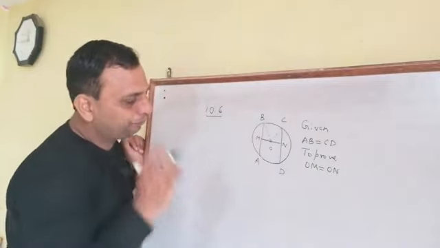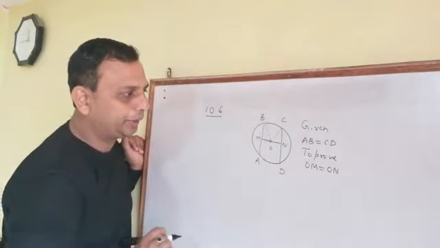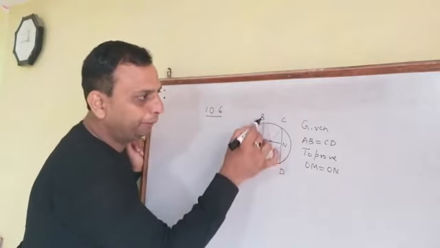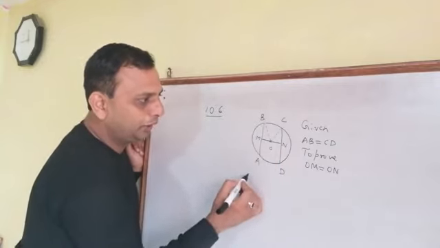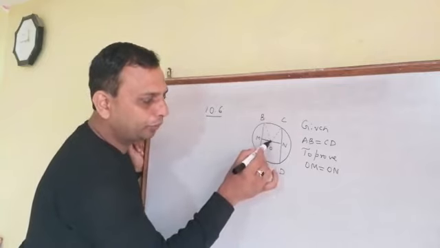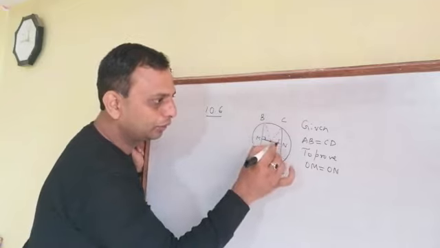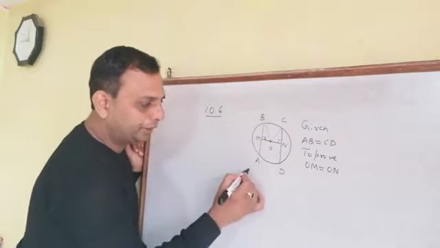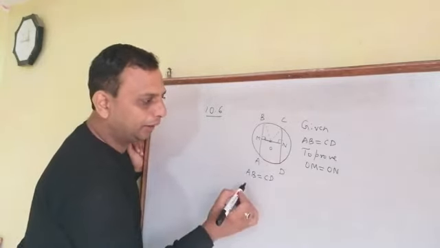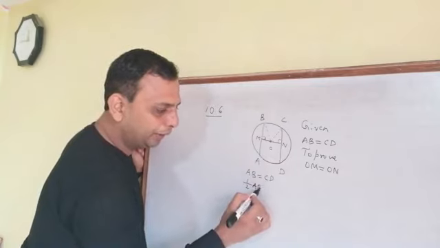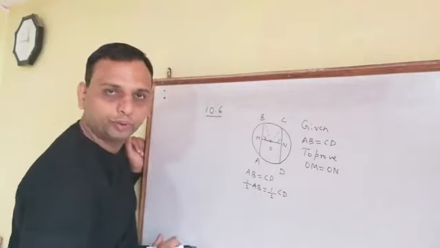Then we can write that OB and OC are the radius. Radius will be equal to each other. Then we'll take these two triangles BOM and CON. Now we have studied one theorem: if the line drawn from the center of the circle meets the chord, it will bisect the chord. That means AB is equal to CD, it is given in the question, and half AB will be equal to half CD, because if the chords are equal, their halves will also be equal.